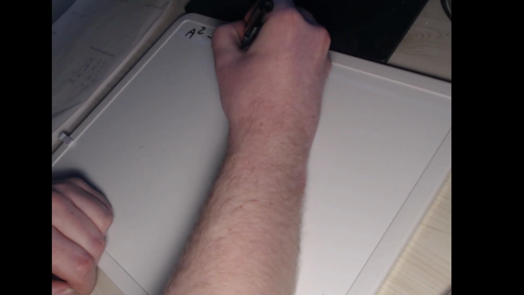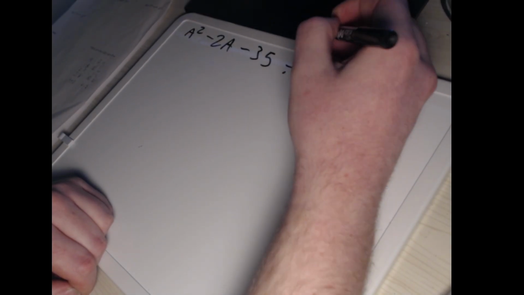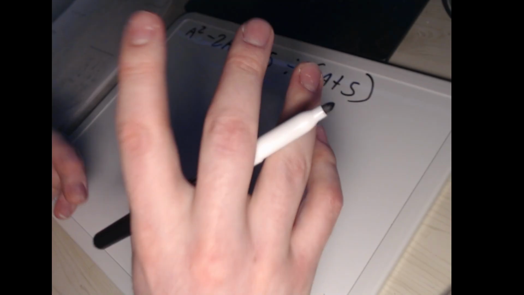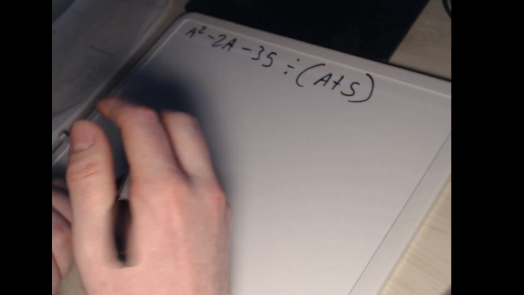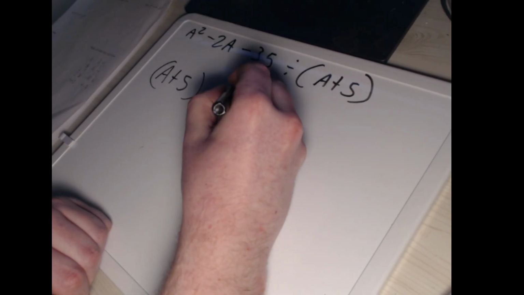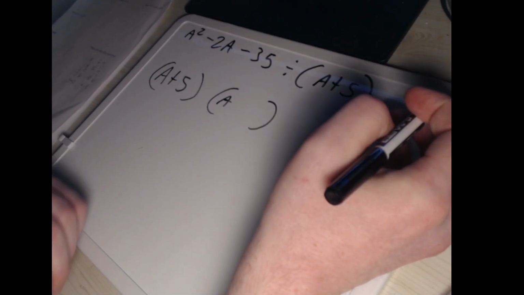All right, let's get to the next one. I haven't rehearsed any of this, so you're going to hear all of my jumbled mess. We have a squared minus 2a minus 35 divided by a plus 5. If we apply the same strategies and patterns as before, we know a plus 5 is going to be the first one. Very easy. Well, we know a squared, so a has to be part of the equation somewhere.